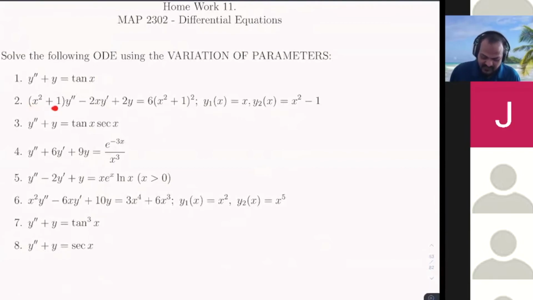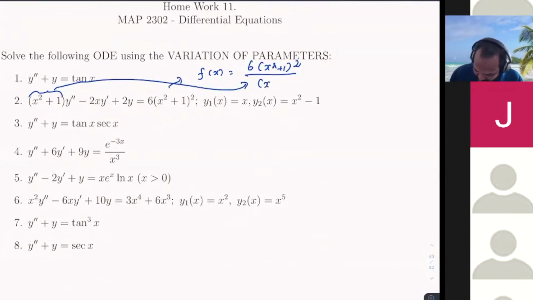You have x squared plus 1, right? So you cannot say this is the f of x. You have to divide this side by x squared plus 1, and whatever you get would be your f of x. So in this particular problem, if you're going to use the Wronskian method, the f of x would be 6x squared plus 1 the whole square, divided by x squared plus 1, which is going to be 6 times x squared plus 1. That will be your f of x.